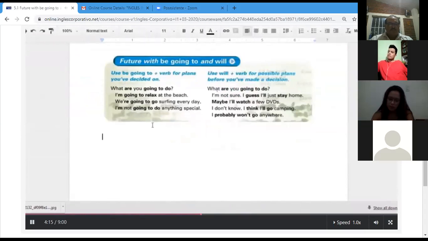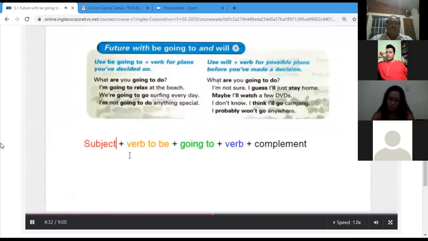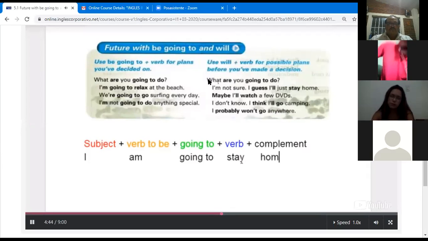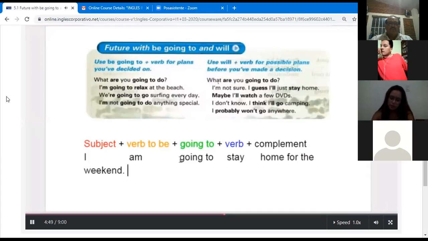So quickly, before we talk about this particular chart, what I would like to do is just present the structure on how to form sentences with be going to. So the examples on the left side of this chart. In order for us to express our thoughts and ideas about the future with be going to, in this case, I'm going to say, I am going to stay home for the weekend. Okay? That's what I want to express.